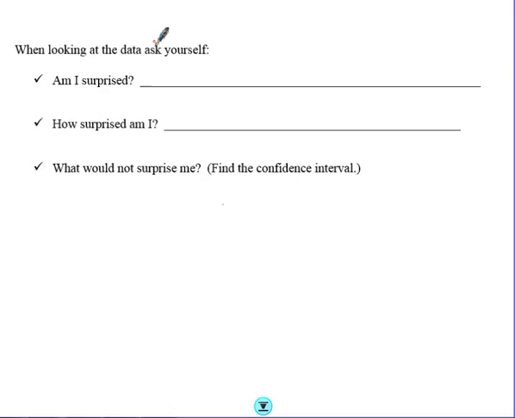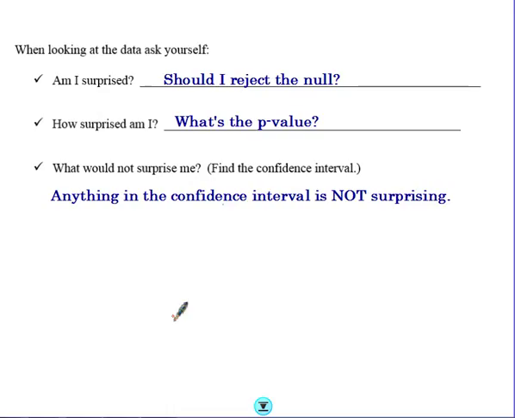Okay, so what exactly am I looking for in this type of problem? You're basically asking yourself, are you surprised with the result? Should you reject the null? How surprised are you? What is the p-value? And then what would not surprise me? So we can use confidence intervals still to figure out what values would not surprise me. Any value that falls inside a confidence interval of roughly 95% shouldn't surprise you.